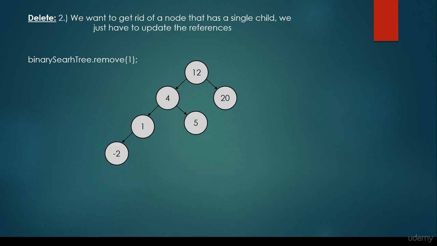We want to get rid of a node that has a single child. We just have to update the references. So we would like to get rid of the node 1. First we have to look for it. So we go to the left until we bump into the node 1 we would like to get rid of. So basically we just have to set the parent's pointer to point to the child instead of this one. So we just have to get rid of this and make sure that the 4 is pointing to the -2 instead of the 1. We can do it very easily, we just have to update the references.